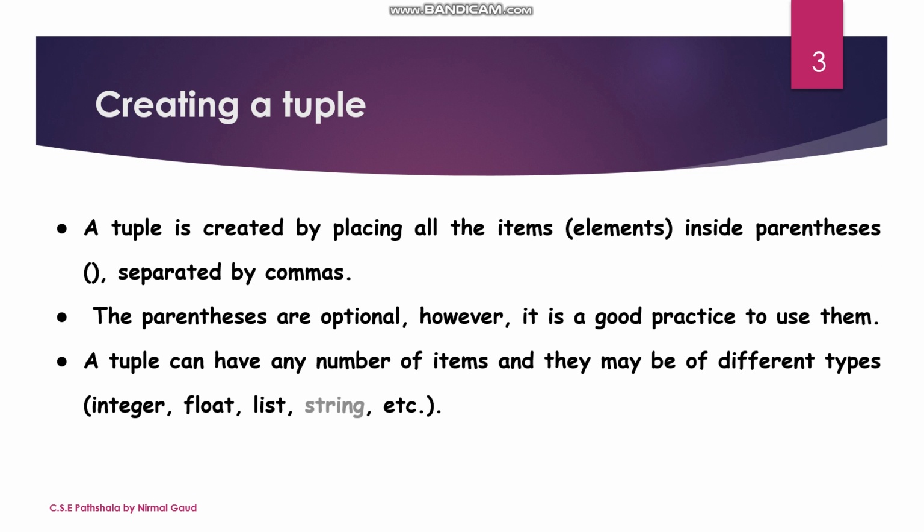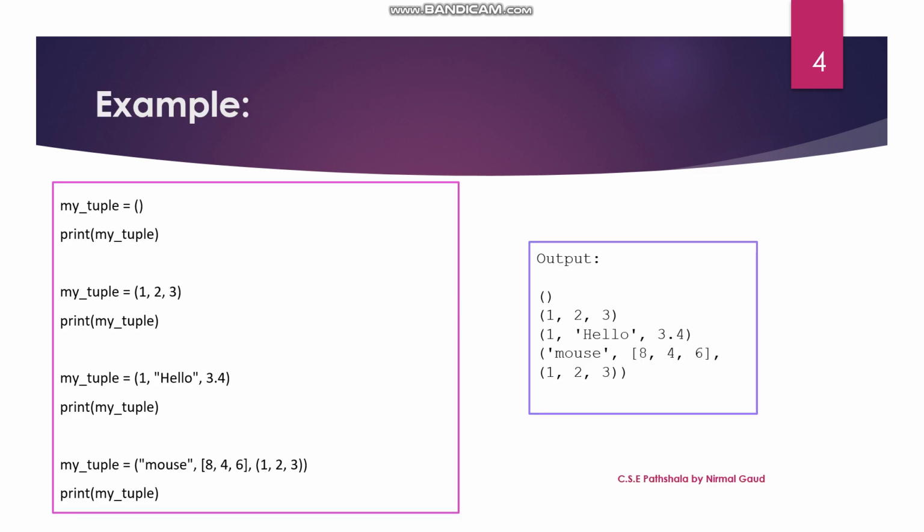How to create a tuple? To create a tuple, we usually list the items inside the parentheses, that is circular brackets, separated by commas. The parentheses are optional, however, it is good practice to use them. A tuple can have any number of items and they may be of different types like integer, float, list, string, etc. Now, as an example, how to create a tuple. We are going to perform this example on Jupyter Lab.